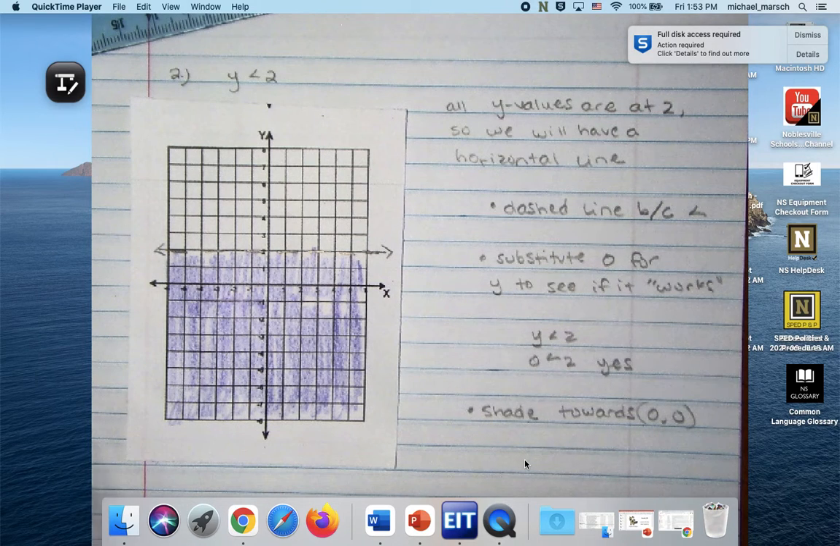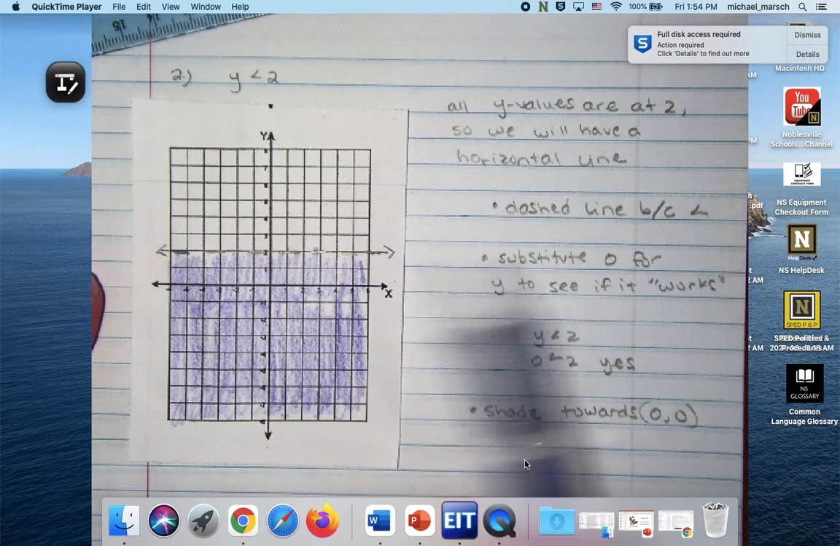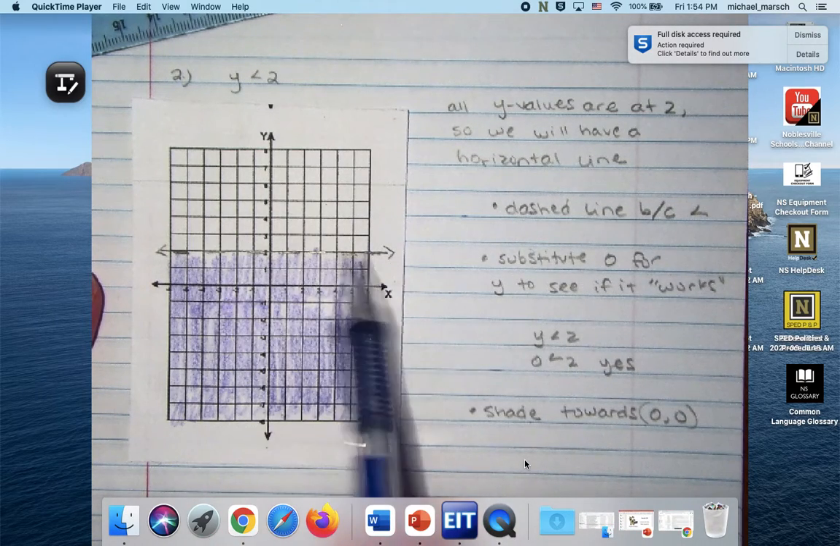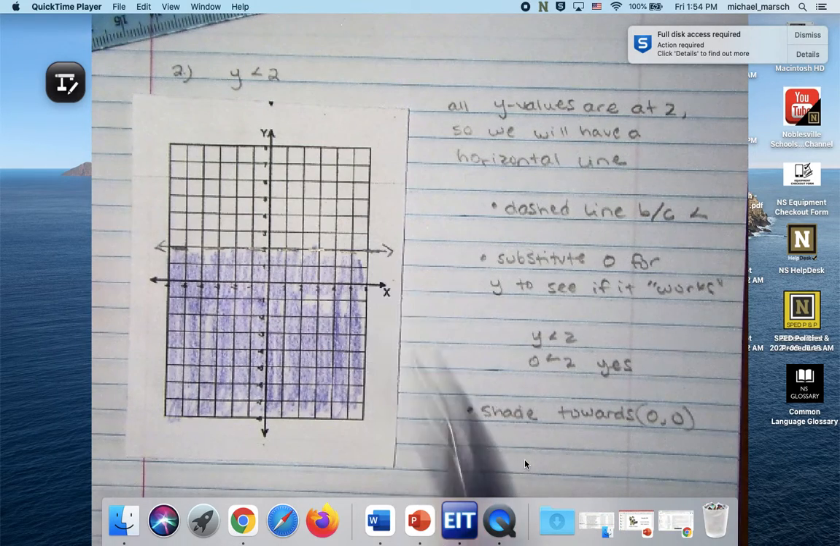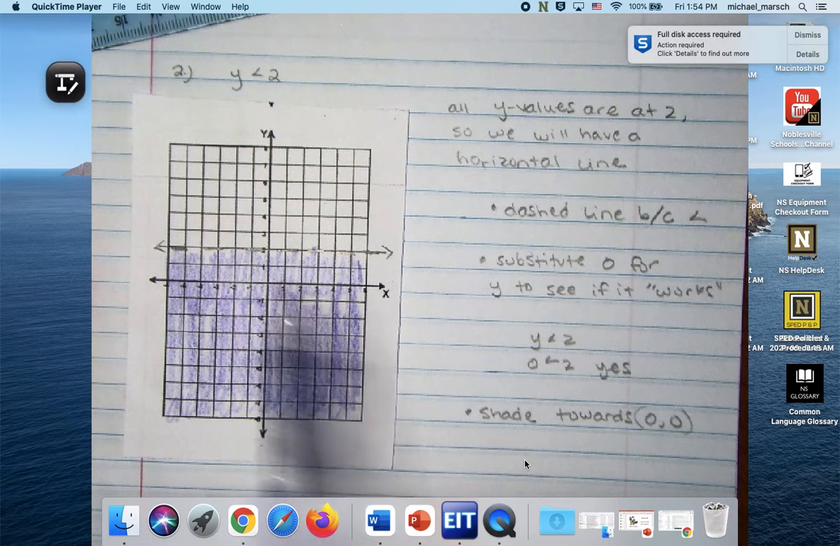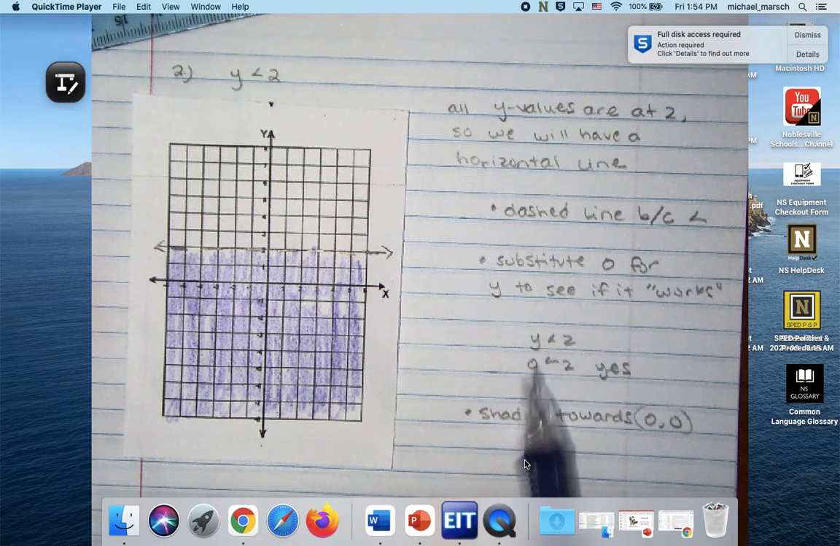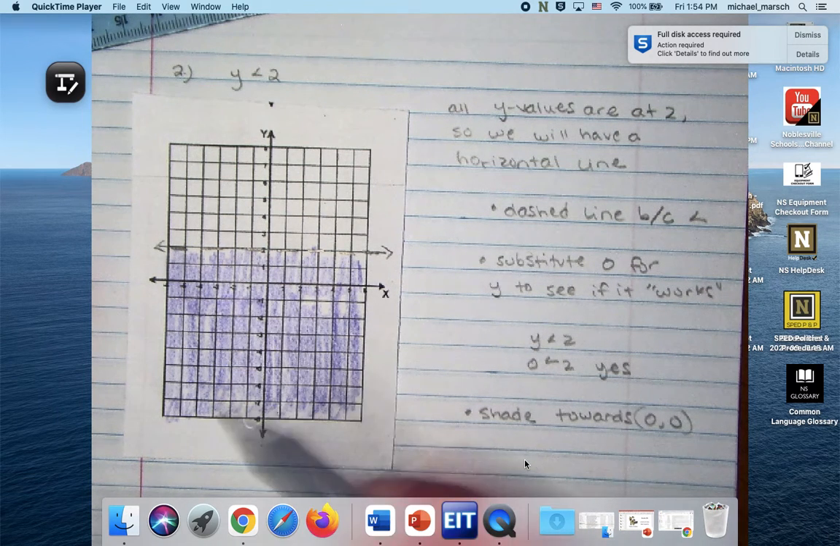Okay, so if all x values make it a vertical line, then of course all y values would make it a horizontal line. We had to do a dashed line because it's a less than symbol. It does not indicate that 2 could be a solution. Again, I substituted 0 to see if it works. 0 is less than 2, so yes, that works. So I shaded towards 0, 0.